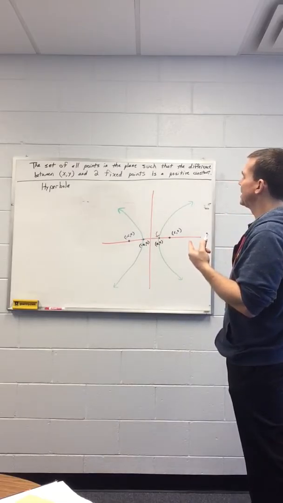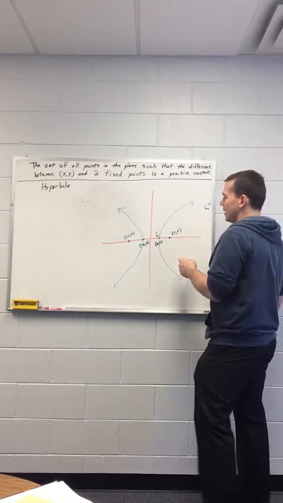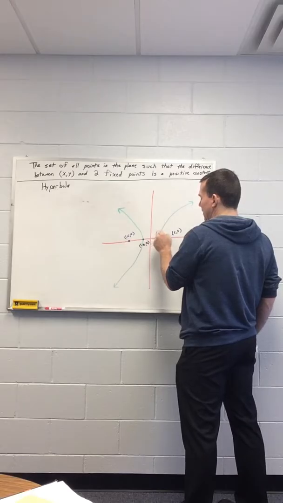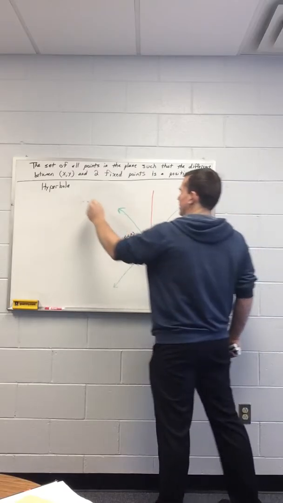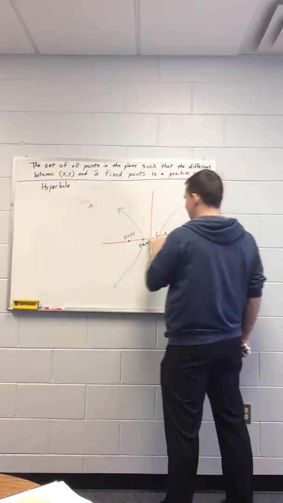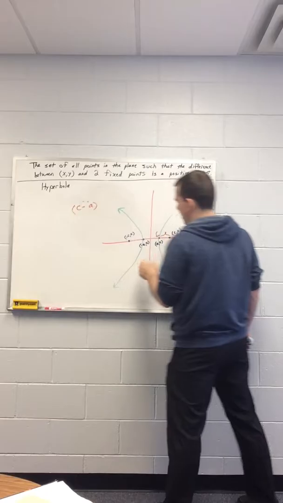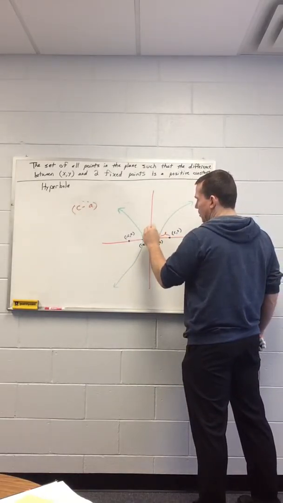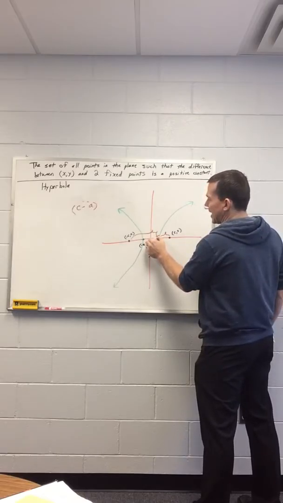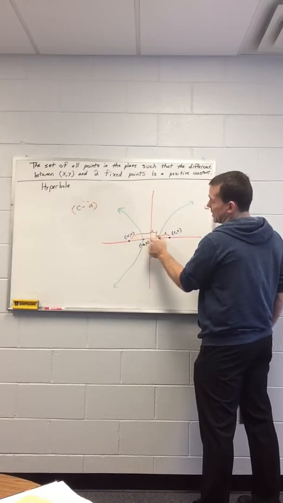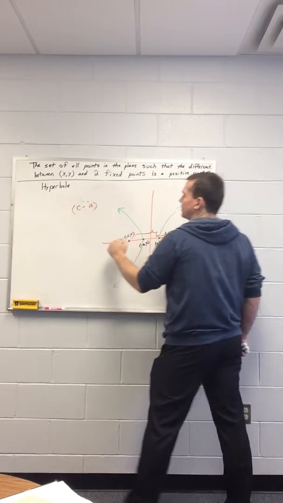The definition says the difference between two fixed points is a positive constant. So what's the distance from this point to this point? Well, that's going to be a, and that's c, and since we want the difference, this distance is going to be c minus a. Then we need the distance from this point to that point right there. This part is a, this part is negative c, but since we care about the distance, that's a and that's c, so that's a plus c.